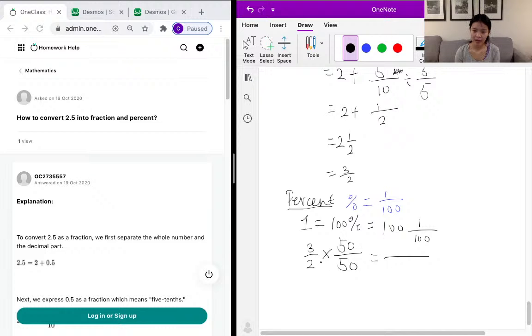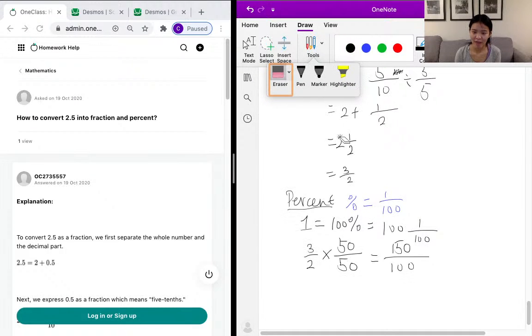Alright? So now at the numerator we have 3 times 50, which is 150. On the denominator we have 2 times 50, which is 100. Oh, I'm so sorry. Over here I have 2 and 1/2.